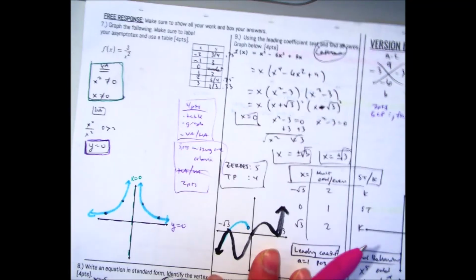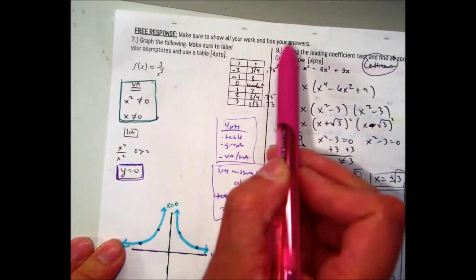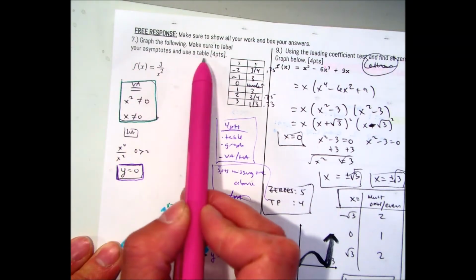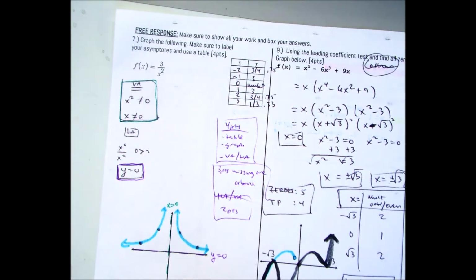Turn to the back side. Question number 7. Make sure to show all your work and box your answers. Graph the following. Make sure to label your asymptotes and use a table. So I have f of x equals 3 over x squared.